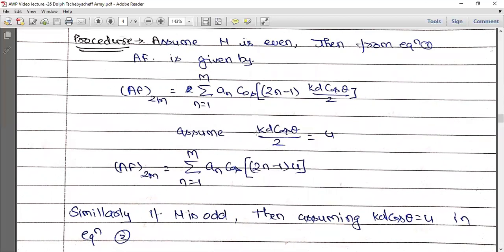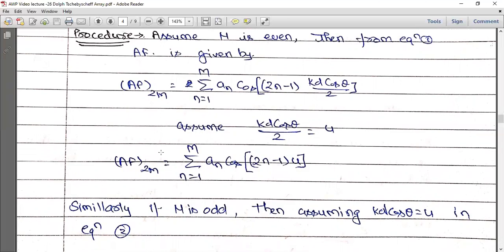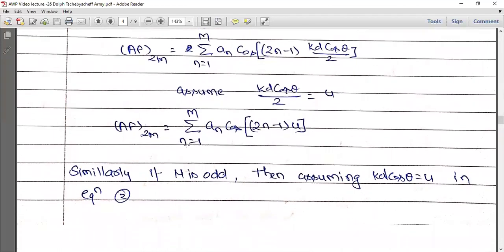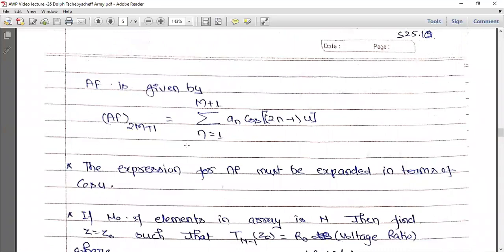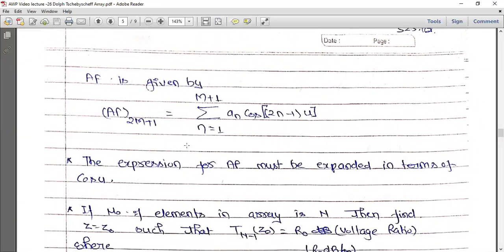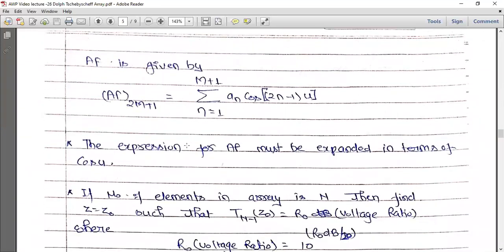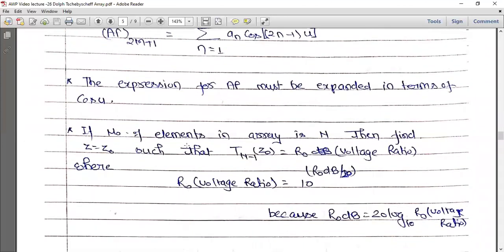So in that case, you consider kd cos theta to be equal to u, and the expression for array factor will be the sum from n equals 1 to m of an cos of nu. And again, the value of m will be found using n equals 2m plus 1, or m equals (n minus 1) by 2. As you can see, this is the array factor for an odd number of elements. So the expression for array factor must be expanded in terms of cos u.